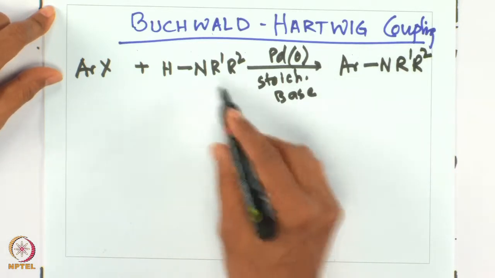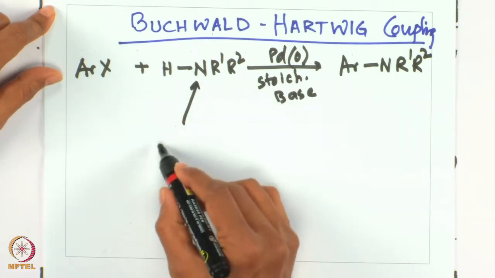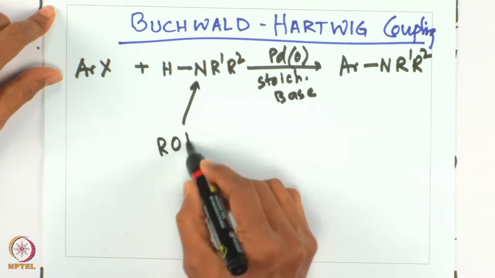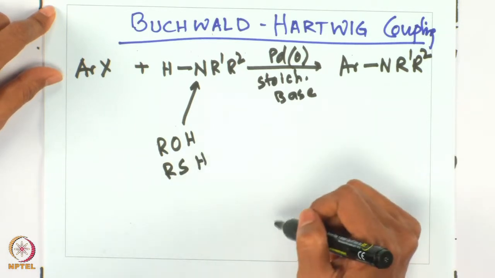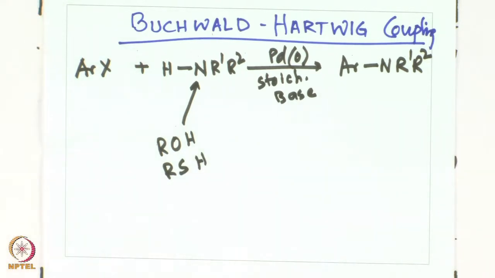Of course, instead of amine one can have ROH, RSH, still it could be called the Buchwald-Hartwig coupling reaction. In the last class we were discussing different aspects of the Heck reaction, for example, and we have seen quite a few interesting topics emerging from such Heck coupling reactions.